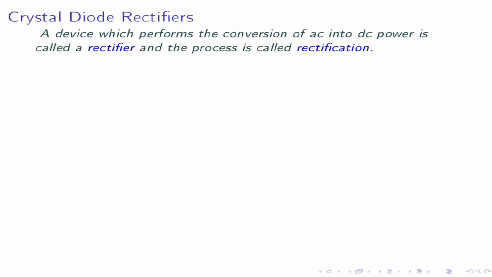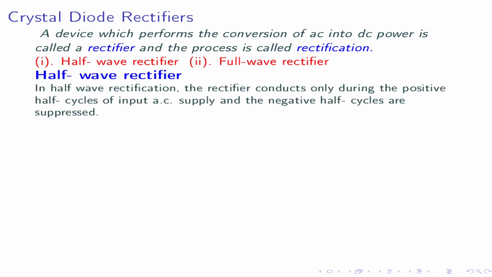It allows the signal to pass through one cycle and obstructs the other cycle. There are mainly two types of rectifiers: half wave rectifier and full wave rectifier. In a half wave rectifier, the rectifier conducts only during the positive half cycle of the input AC and does not allow the negative half cycle to pass.